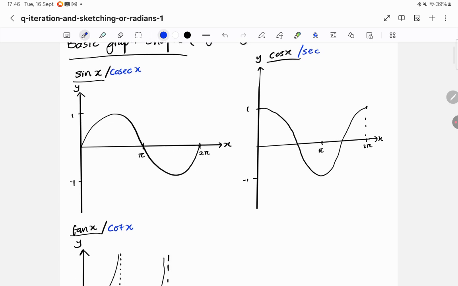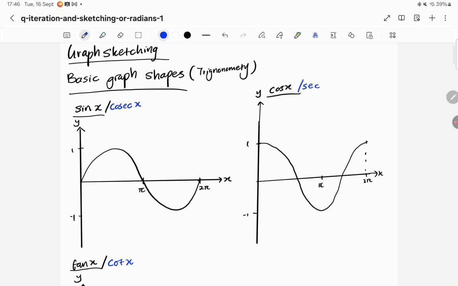First, let's start with the sine graph. The sine graph is a basic sinusoidal graph with two bumps, up here and down here. It intersects the x-axis at pi and 2 pi, where the maximum is at pi over 2, and over here is 3 over 2 pi, which is 270 degrees. So this is the basic sine x graph.